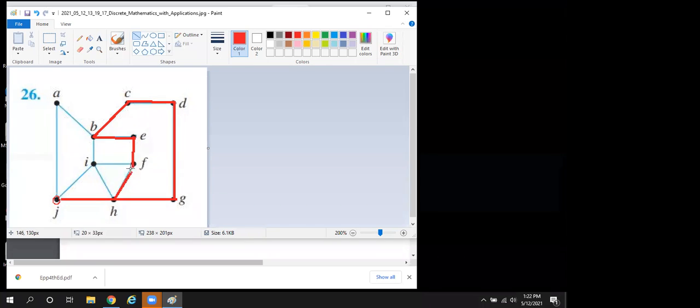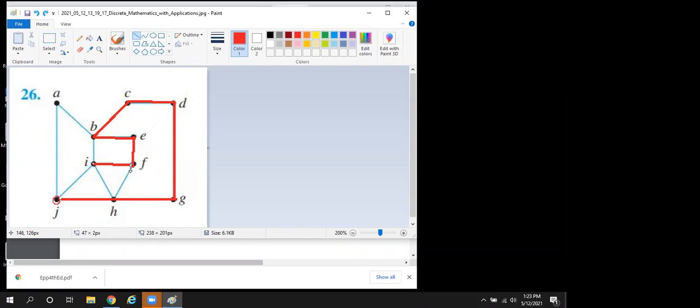So if I go to H and then to I, that's cool. I can then go around this trapezoid and back to F, right? Or I could go to I, right? And then I would go around the trapezoid the other way, like this, and then back to F.